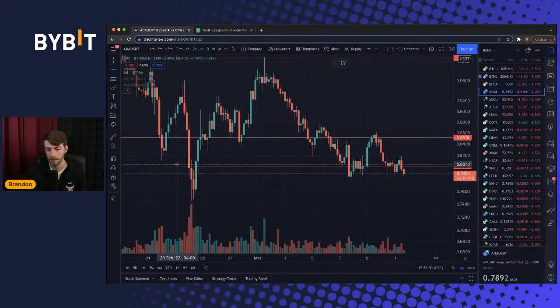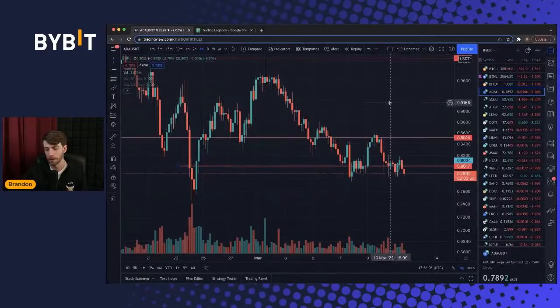And then we're going to set that sell target, or that entry target, excuse me, right above that level. Here's going to be our entry. We're going to need to see a confirmation on the 4-hour chart. So that means a 4-hour close above that level.